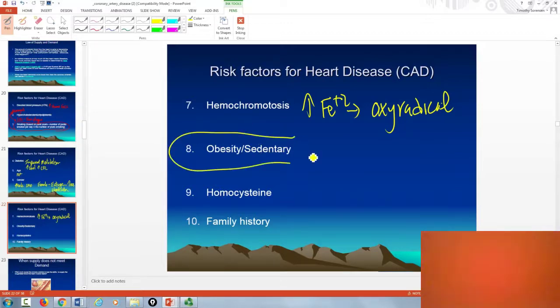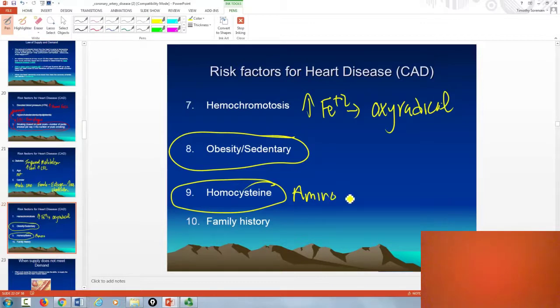And obesity and sedentarism, obviously people who are obese and they're sedentary, they have increased production of oxygen radicals. They also tend to eat poor, so their LDL cholesterol tends to be higher. Homocysteine levels. Homocysteine is an amino acid.